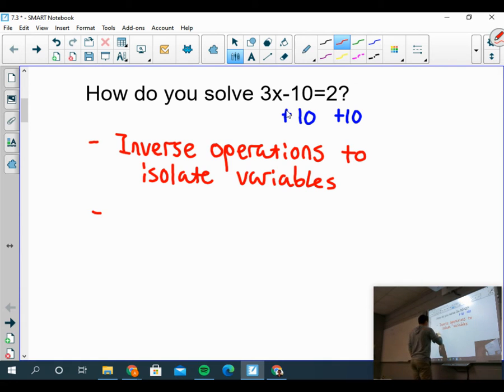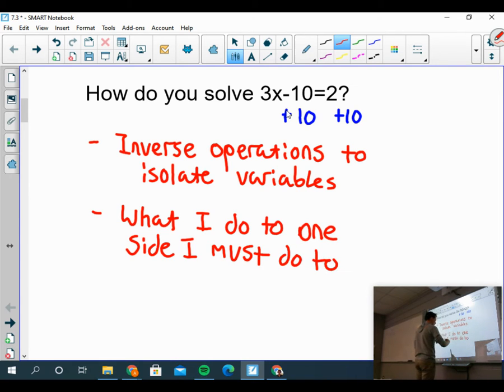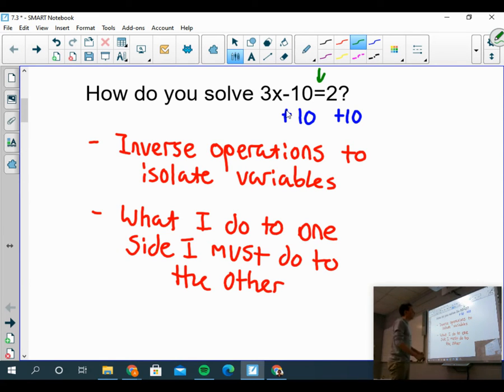But I also do it to both sides. And broadly speaking, what I do to one side, I must do to the other. This goes back to the idea of equality. These are equations. I have 2 things that are equal. 3x minus 10 equals 2. We're saying they are equivalent.